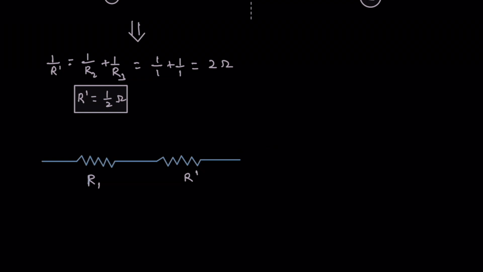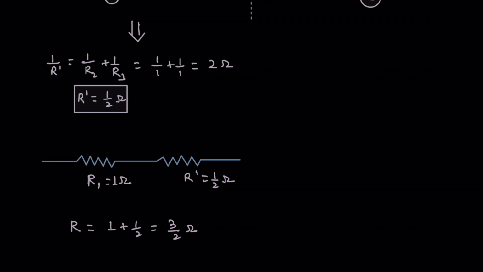Here R1 is 1 ohm and R dash is 1 by 2 ohm. And now we can find the total resistance: 1 plus 1 by 2, 3 by 2 ohm. This is the answer for this figure.